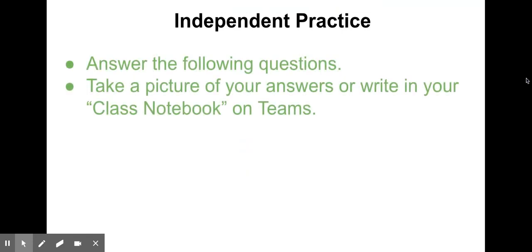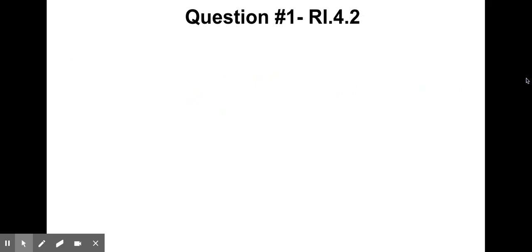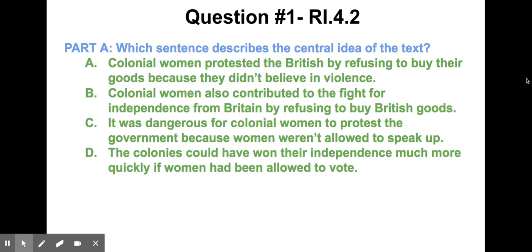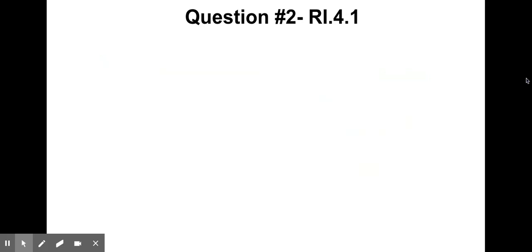Now, for independent practice today, you are going to answer the following questions. Take a picture of your answers, or you can write it in your class notebook on Teams section. So I'm briefly going to show the slides, because then you can always pause and come back to our questions. Question 1, this is a part A, part B question. Which sentence describes the central idea of the text? Answer choices are there. Take a quick look at them. Again, you're going to write your final answers on a sheet of paper or post them in Teams.